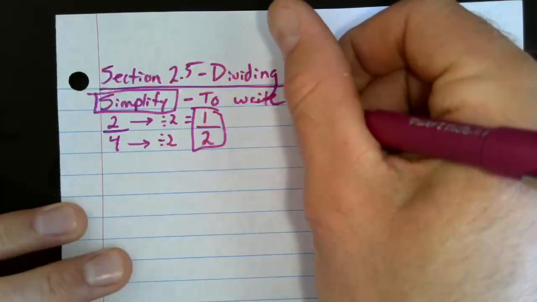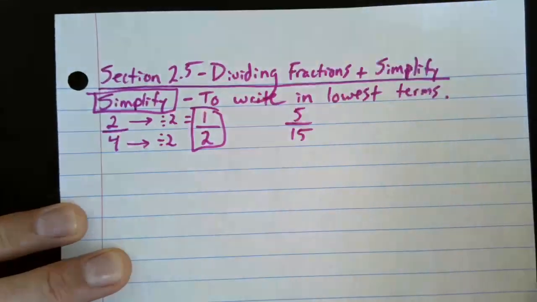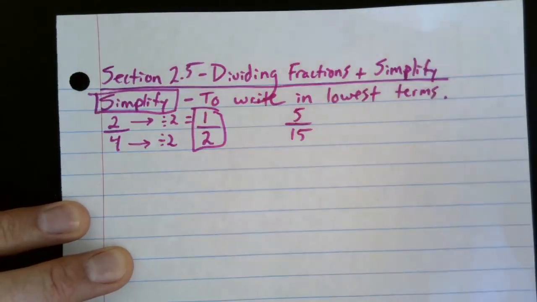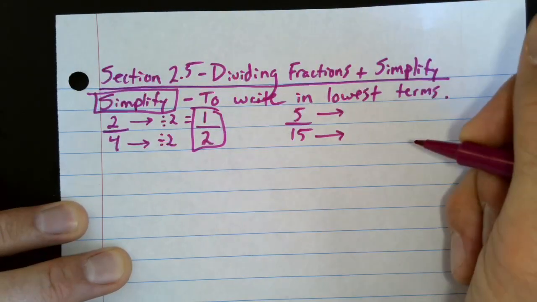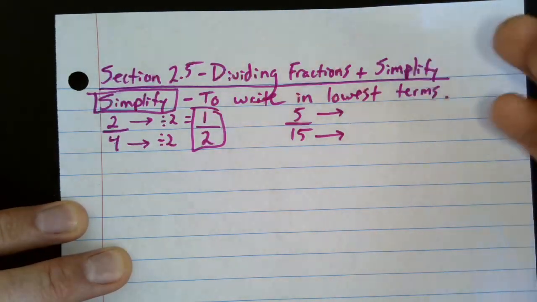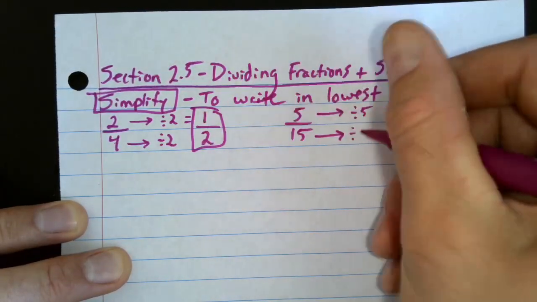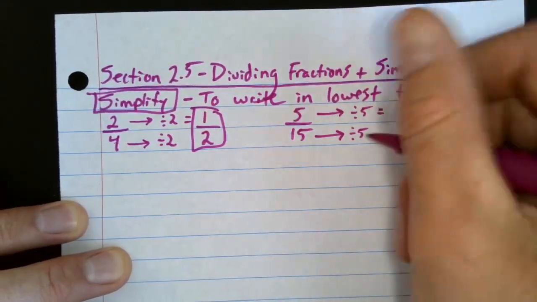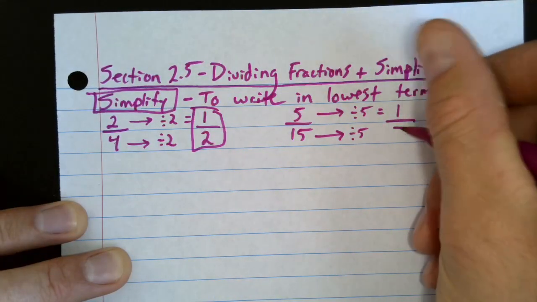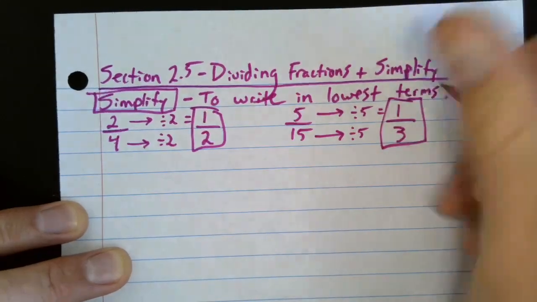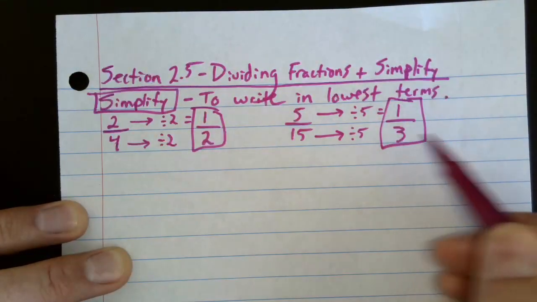And then when we see something like 5 over 15, we know we can reduce that into a lowest term. So how can we get 5 and 15 to simplify? Well, 5 can be divided by 5, and so can 15. 5 divided by 5 is 1, and 15 divided by 5 is 3. So 5 over 15 in simplest terms is 1 over 3.